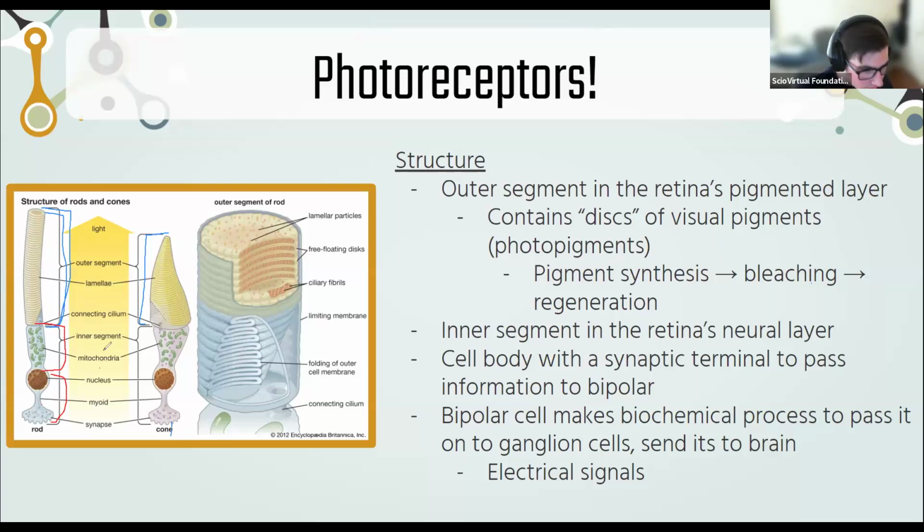So the inner segment is just in the retina's neural layer, and it does a lot of stuff. It does a bunch of stuff with polarization of the cell for the biochemical process that we're going to talk about after. And then it's connected to a bipolar cell, which also has a biochemical process, which passes neurotransmitters to the ganglion cell, which then sends it to the brain. It's just electric signals, a very small difference in potential in millivolts. But yeah, that's the overall structure of the photoreceptors.